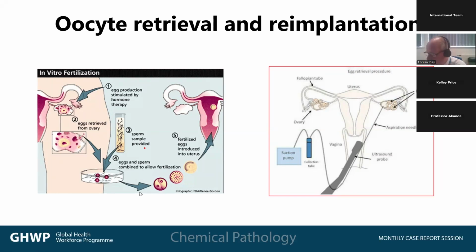That's checked, and then after it's got to, this is an 8 or 16 or 32 cell blastocyst stage, that fertilized egg or eggs are reimplanted back into the uterus and will implant, and normal pregnancy will occur. And this is just showing the egg retrieval procedure via an aspiration needle with ultrasound guidance and a collection pump.